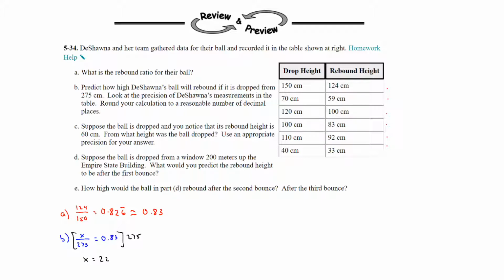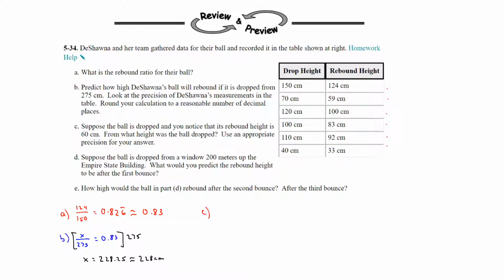275, and we're going to get a rebound height of approximately 228.25, and we can round that to the nearest whole number, so we're going to say approximately the rebound height is going to be 228 centimeters. And the reason we went to 228 is because look at all the rebound heights. None of these went to the nearest tenth or hundredth, so that's why we went ahead and rounded it to the nearest centimeter.